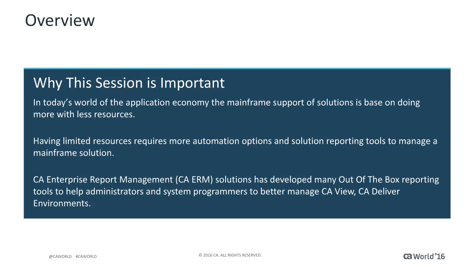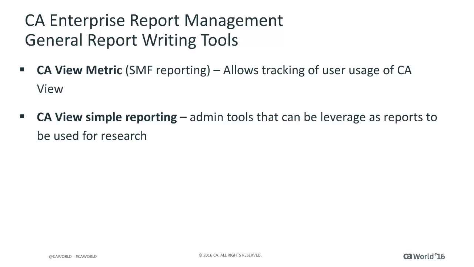All right, so just want to let you know, just like in the last session, in today's world with mainframe support, we're doing a lot of support with less resources. So by having limited resources, you want to have as much reporting and automation options available to you to help you run the environment. That's what this session is all about. That's why it's important for you to know. In this session, we're just going to focus on CA View simple reporting using the administration tools of CA View.